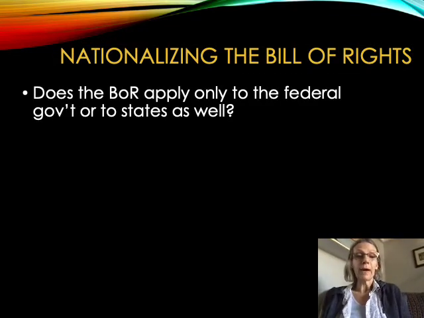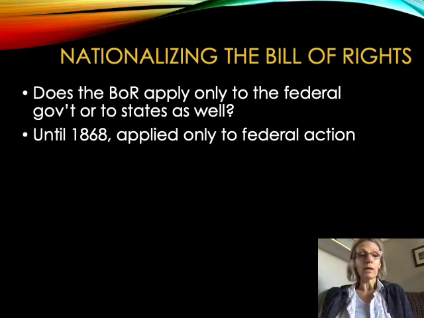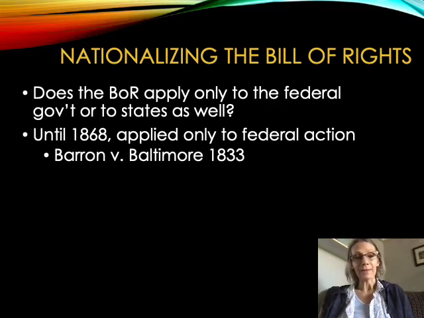So does the Bill of Rights apply only to the actions of the federal government, or does it also apply to the actions of state and local governments as well? Well, until 1868, the answer was that the Bill of Rights only applied to federal action. That question was asked in a really cool case called Barron versus Baltimore. It dealt with a provision in the Fifth Amendment called the Takings Clause. So let me tell you a little bit about this case.